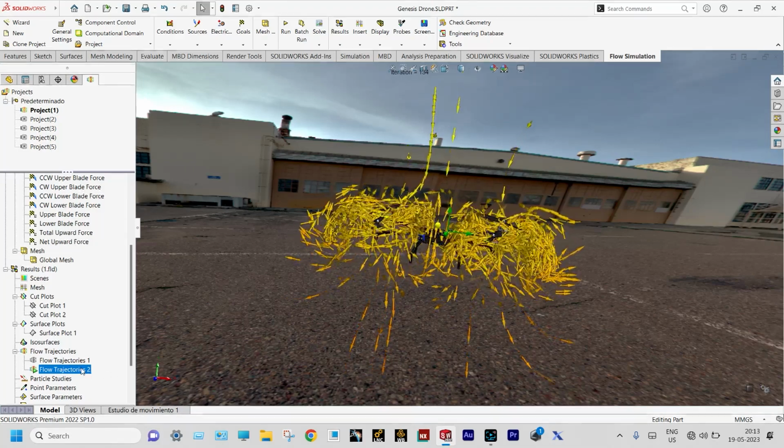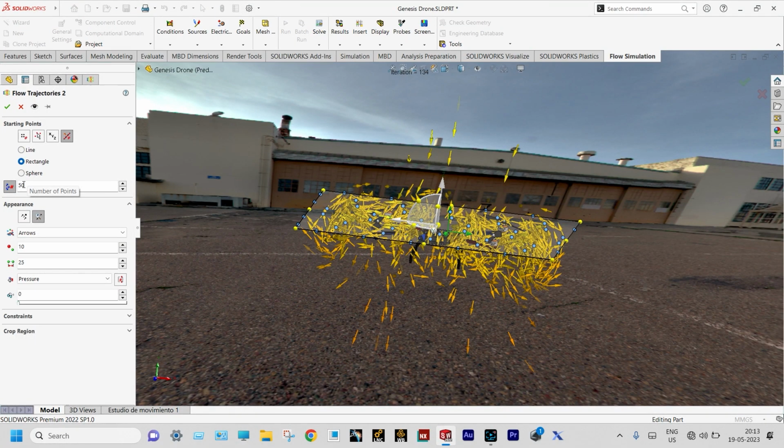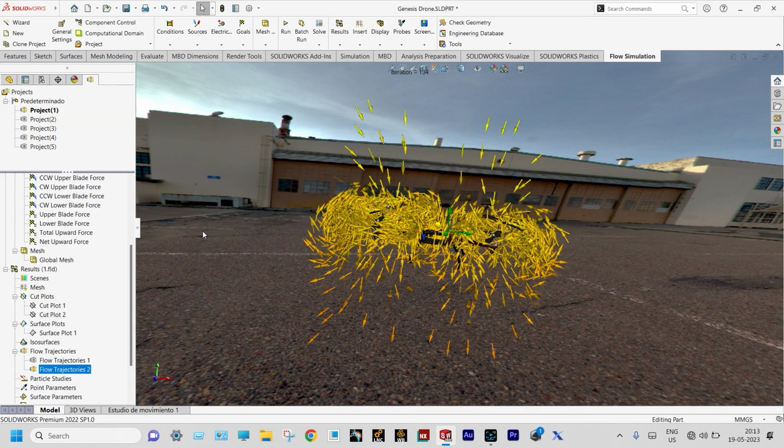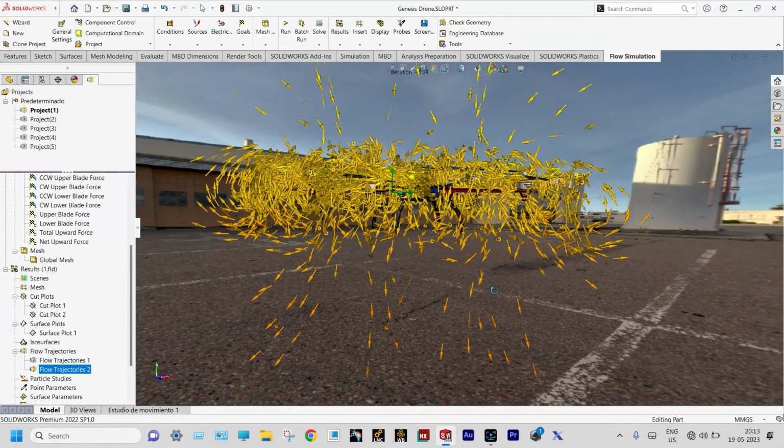Let us increase the number of particles, edit definition, and instead of 50, let us make this one 100 particles. Green check. See, more particles are actually coming down, and that is actually creating upthrust. Let us play this one.